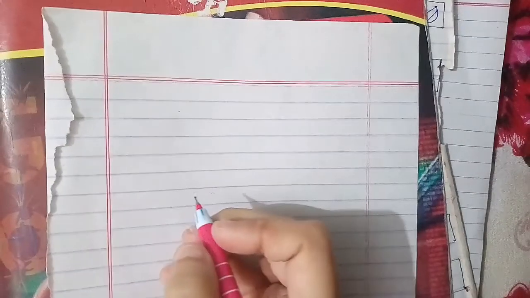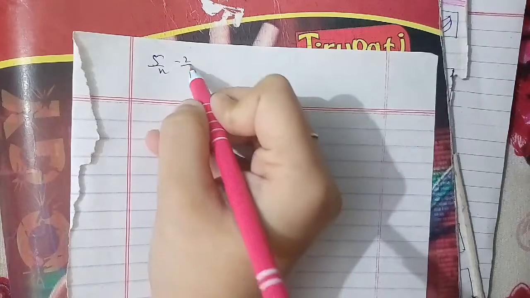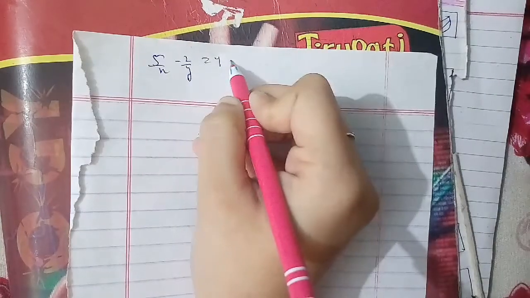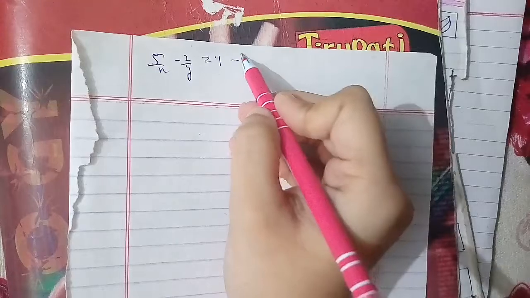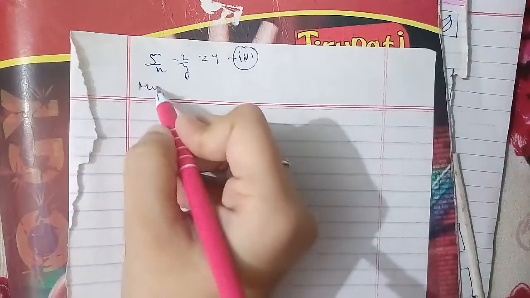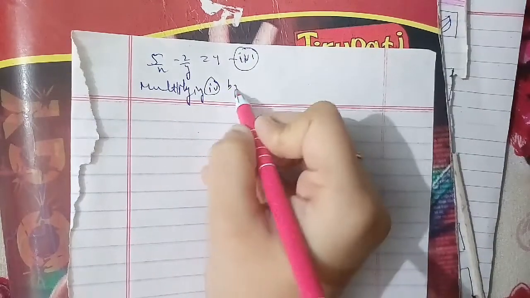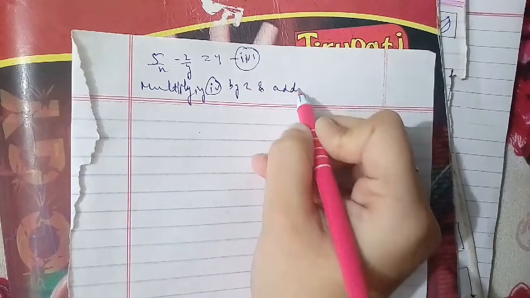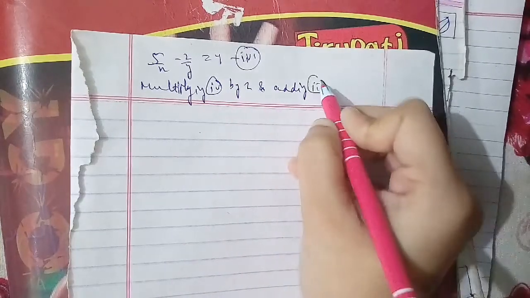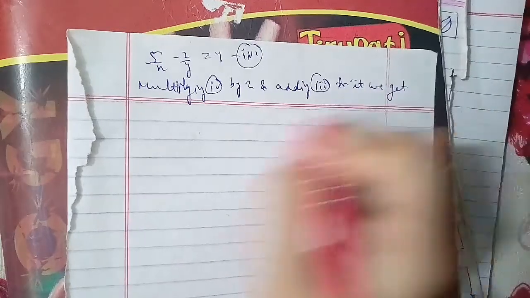And multiplying fourth by 2 and adding 3 to it, then we get 13 upon x equals 26, or x equals 1 by 2. Putting x equals 1 by 2 in third, we get y equals 1 by 3.